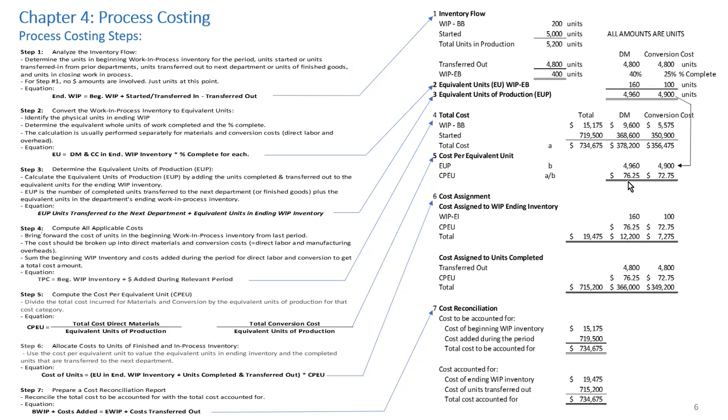On the conversion cost side, we're taking the total cost of $356,475, dividing it by the equivalent units produced of 4,900 to get a cost per equivalent unit of $72.75.